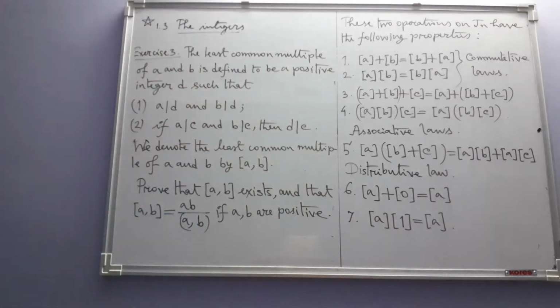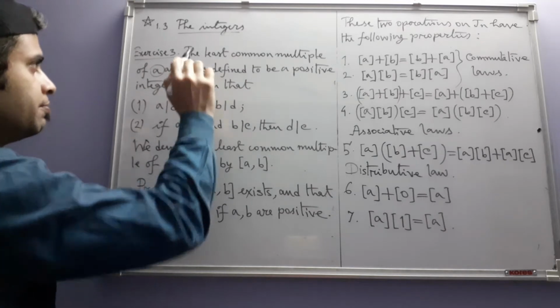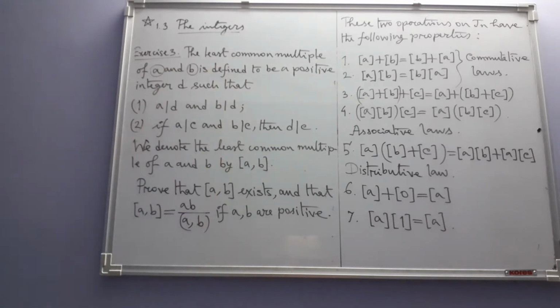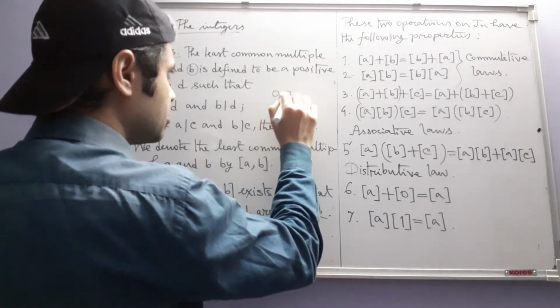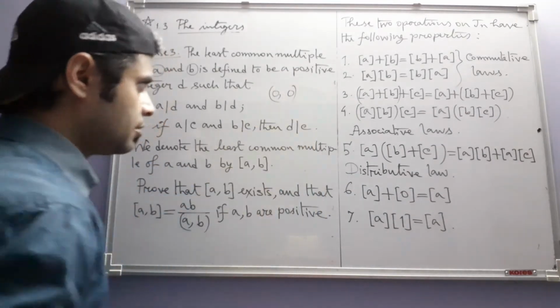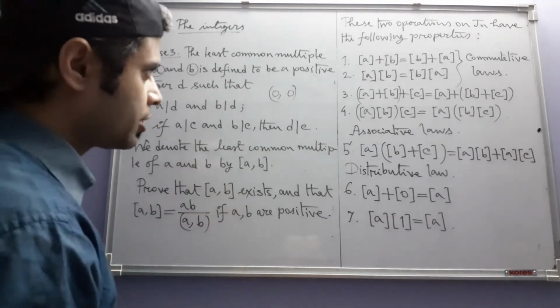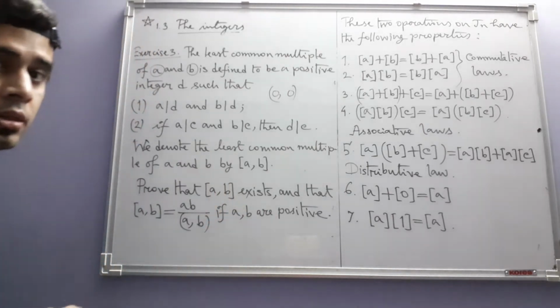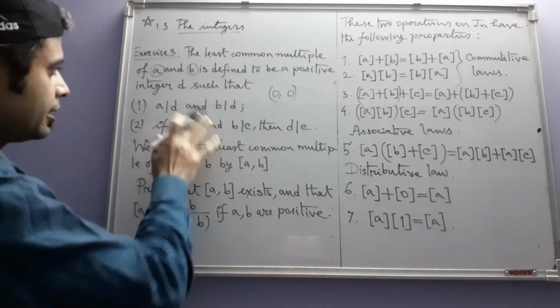Okay, now a word about the integers A and B. If you recall, in case of GCD, we came across one situation like this. The greatest common divisor of A and B does not exist if both A and B are equal to 0. We haven't said anything like that here.